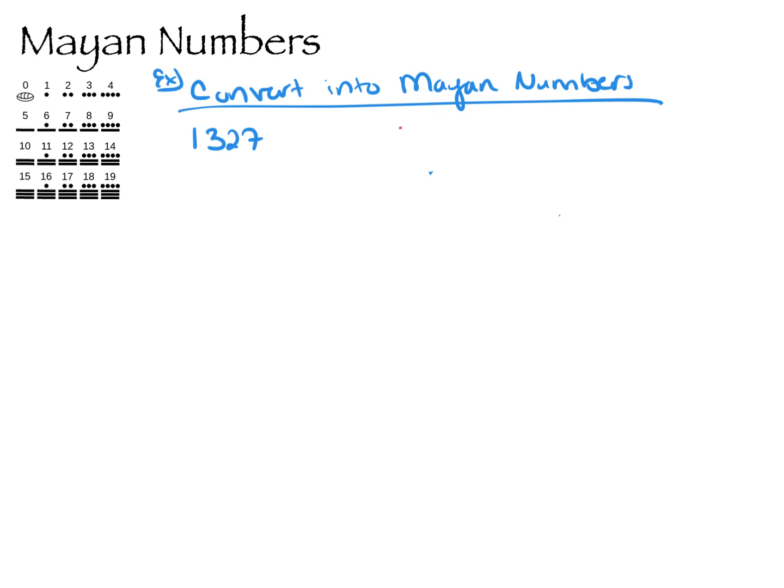Okay, so remember, we're concerned with 20s. So 20 to the 0, which is 1. 20 to the 1, which is 20. 20 to the 2, which is 400. And remember, like in the previous video, I'm going to stop when I get to a number that's bigger than 1,327. And that won't take long. These Mayan numbers get big nice and quickly. 20 to the 3 is 8,000. Much bigger than 1,327. So I know that my list over here in red is big enough.